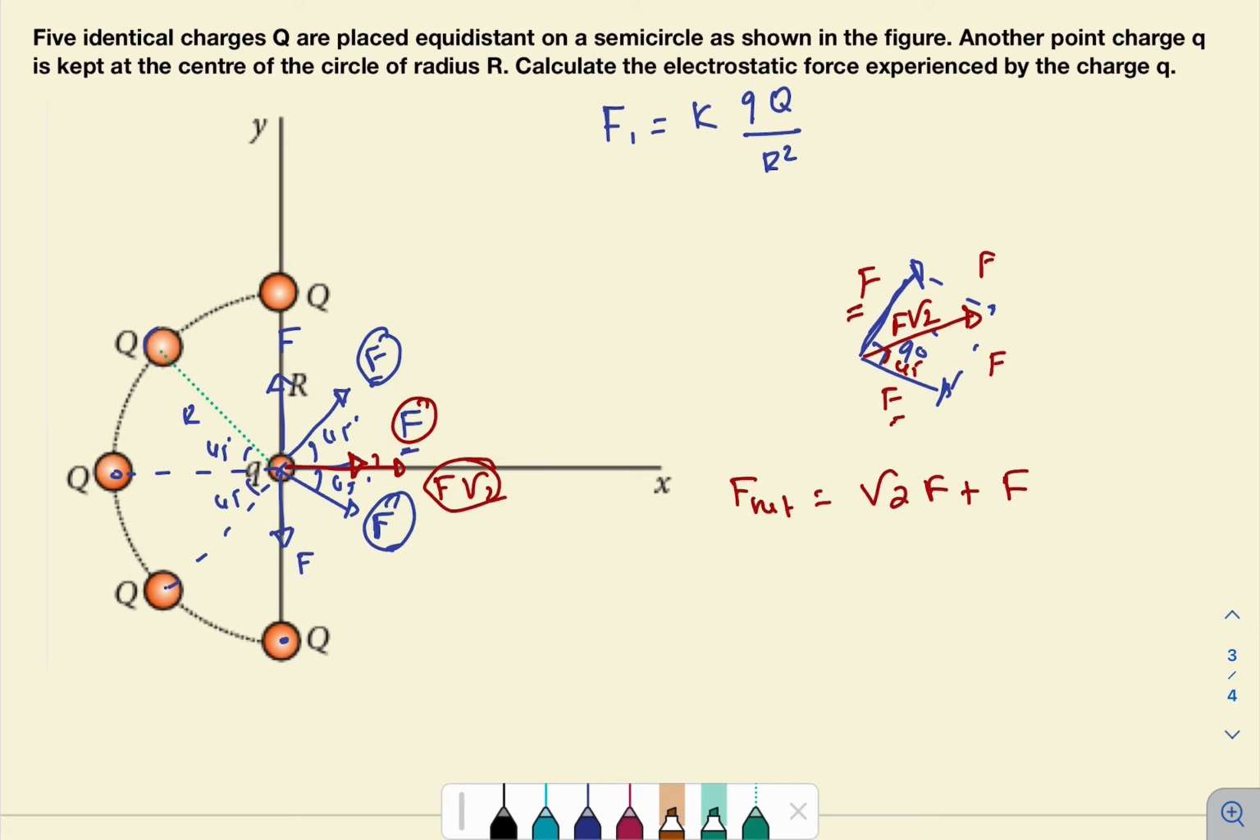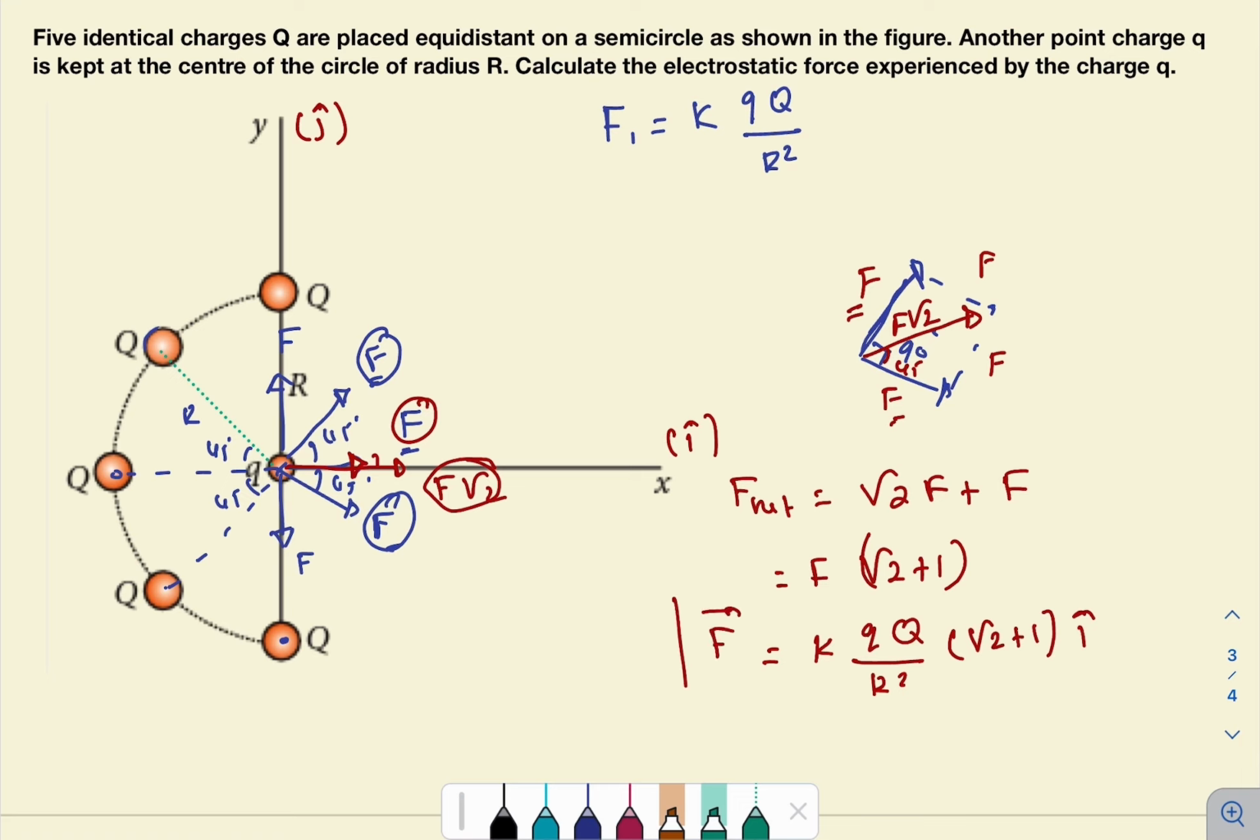Now, what is the force here? I can write the force in vector form. I can take capital F outside, so this is root 2 plus 1, in the i cap direction. There is nothing in the j cap direction, only i cap. So I can write it as K capital Q small q by R squared, times root 2 plus 1, i cap. So this is the resultant force on the small charge q at the center.